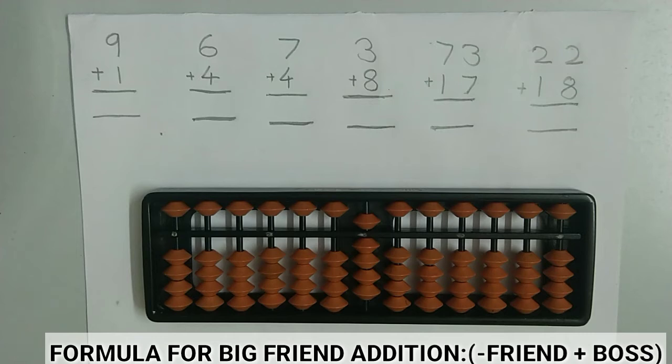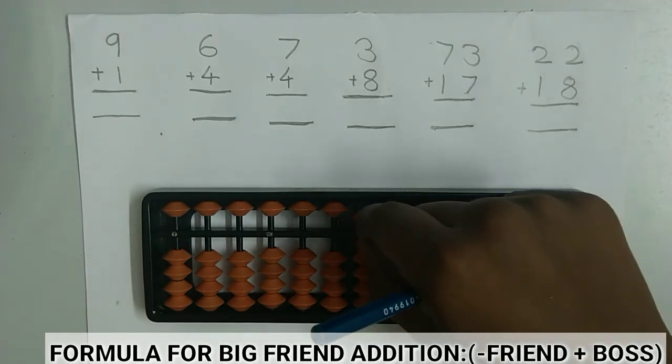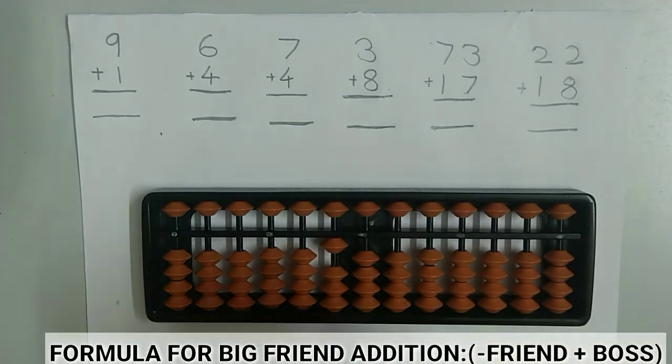The formula for addition is minus friend plus boss. So first we have to do minus friend. 9 is the friend of 1. So we have to subtract 9 and add the boss, which is 10. So 9 plus 1 is 10.